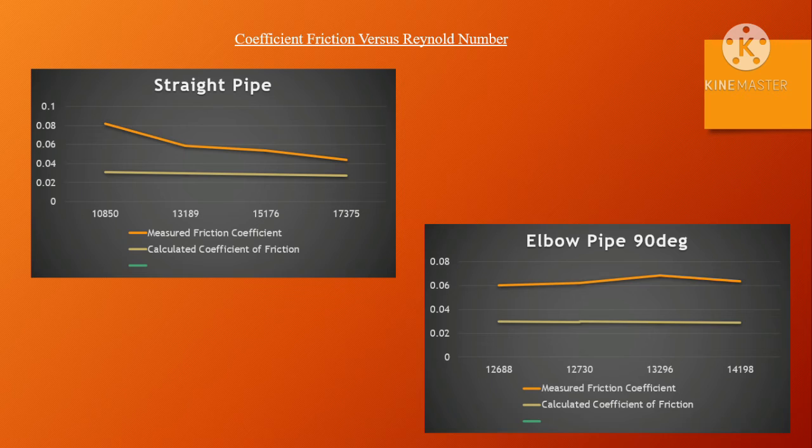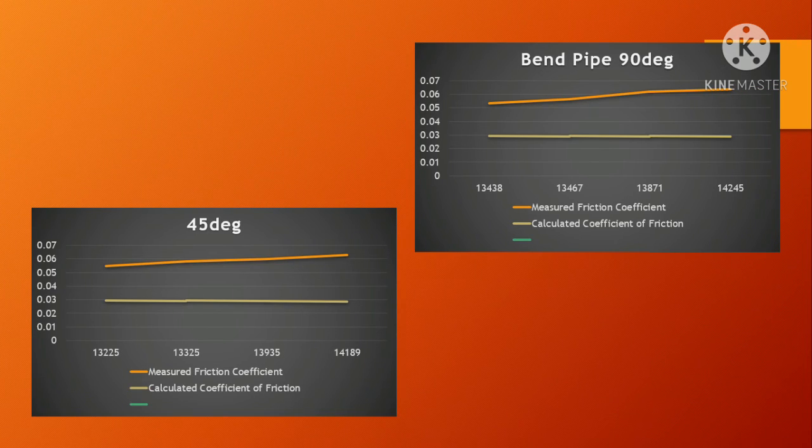Next is the coefficient of friction versus Reynolds number. For this graph, the x-axis is the coefficient of friction and the y-axis is the Reynolds number. The orange line is the measured friction coefficient and the yellow line is the calculated coefficient of friction. We also can see the data for the elbow pipe 90 degree at the right side, and this is the graph for the bend pipe 90 degree and 45 degree.